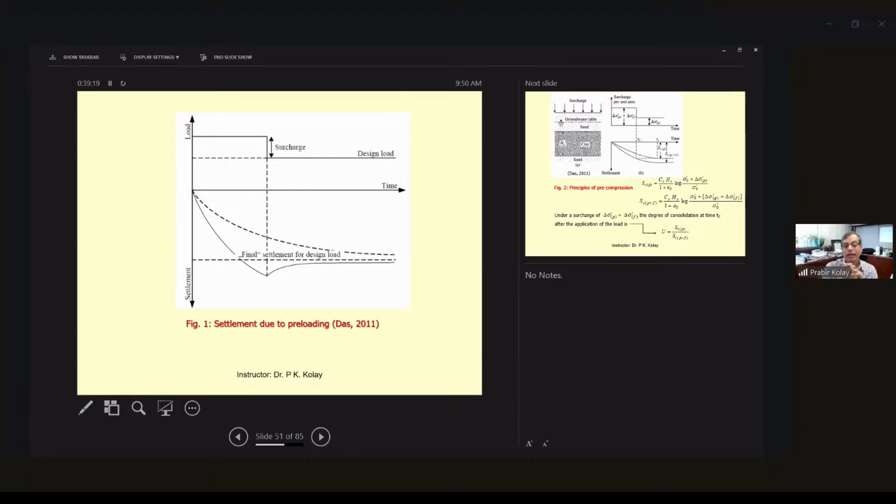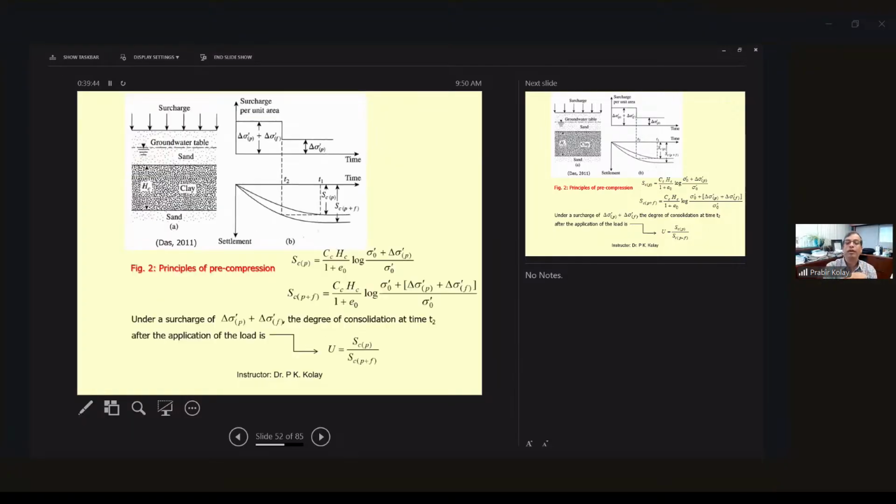So this is what is happening in the settlement. So when you put a surcharge load, obviously with the time, how the sample is going to settle, and that when the final settlement is even more than the design settlement, so that is easy to design your structures. Okay, because whatever the design settlement you are expecting, the settlement after you put your structures is already settled that much. So it's very easy. It's not going to settle anymore.